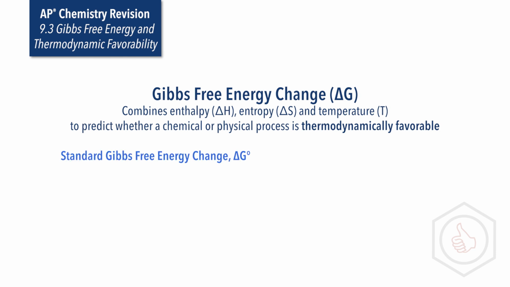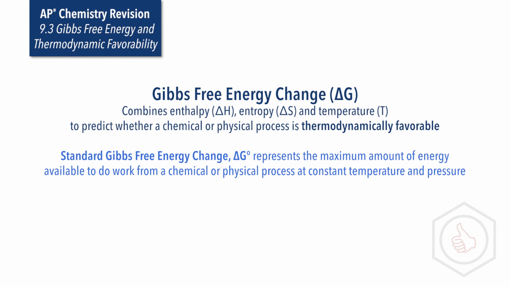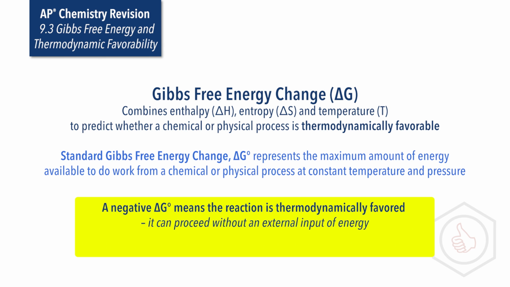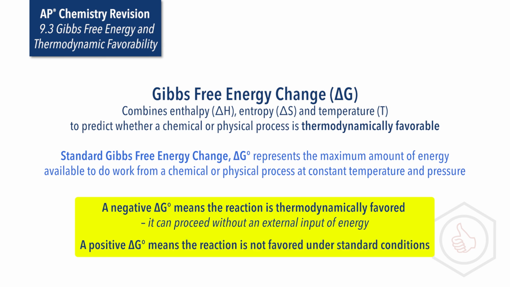Standard Gibbs free energy, delta G standard, represents the maximum amount of energy available to do work from a chemical or physical process at constant temperature and pressure. A negative delta G standard means the reaction or process is thermodynamically favored. It can proceed without an overall external input of energy. A positive standard Gibbs free energy change means the reaction or process isn't favored under standard conditions.